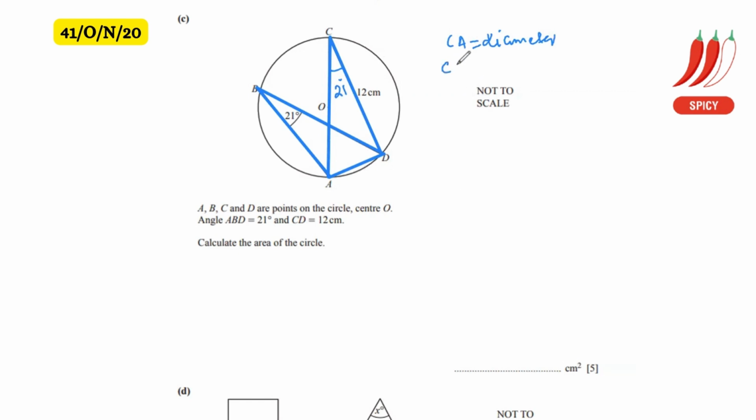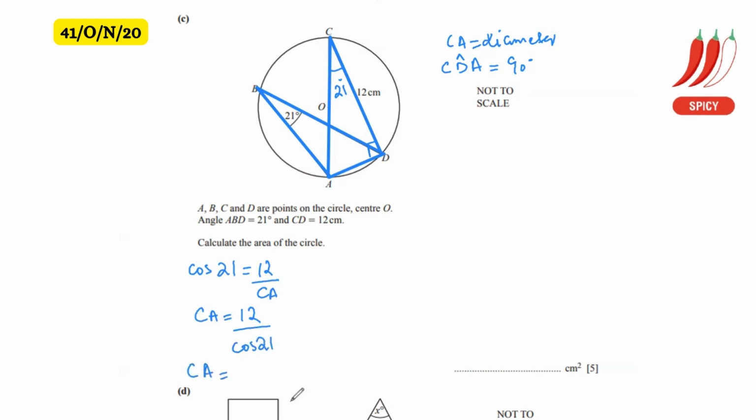So angle CDA is 90 degrees, which makes it a right angle triangle. So if it's a right angle triangle, we can easily find the length of CA, half that, because half of diameter equals the radius. So first, using SOHCAHTOA, I'm going to find CA. We have the adjacent, which is 12. We need to find the hypotenuse. So cos of 21 equals 12 over CA. CA is 12 divided by cos of 21.